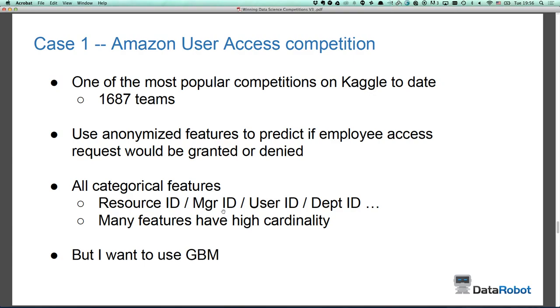So one is the Amazon user access competition. This is one of the most popular competitions. It used to be the most popular, but recently the Higgs competition had more participants. This one has about 1,700 teams participating. I got second place on this one.